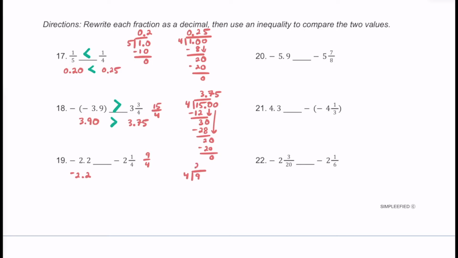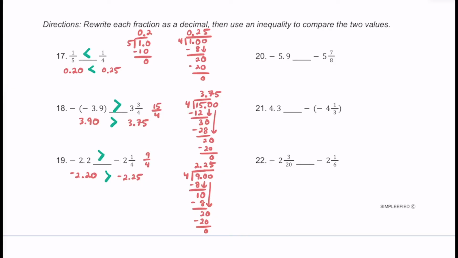4 fits into 9 2 times. 2 times 4 is going to be 8. We have a remainder here of 1. We can do decimal, 0. Bring the 0 down. 4 into 10 is going to be 2 times. 2 times 4 is 8. And then 10 minus 8 is going to be 2. And add another 0 and bring it down. 4 into 20 is going to be 5. 5 times 4 is 20. So we have a remainder here of 0. So this is going to be -2.25 or -2 25 hundredths. Comparing that with -2 and 20 hundredths, well, we can see here that -2 and 20 hundredths is going to be greater than -2 and 25 hundredths.